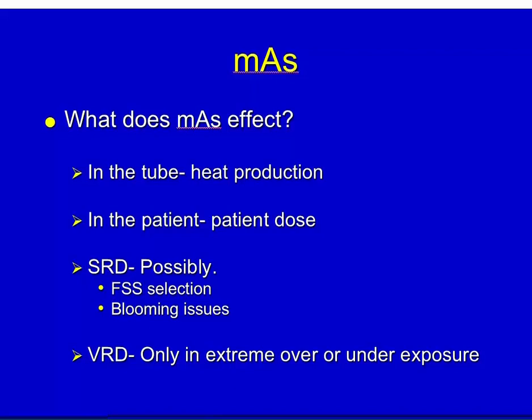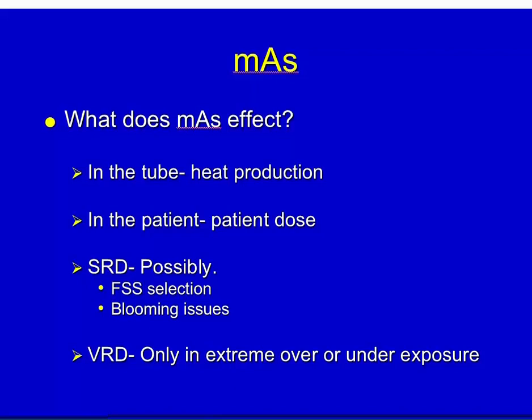If you expose the patient with 1 mass exposure and they get 5 milliroentgens, or rad, off of that 1 mass exposure, and you double it, then you double your patient dose. If you triple it, you triple the patient dose. So there's a direct correlation between mass and patient dose.